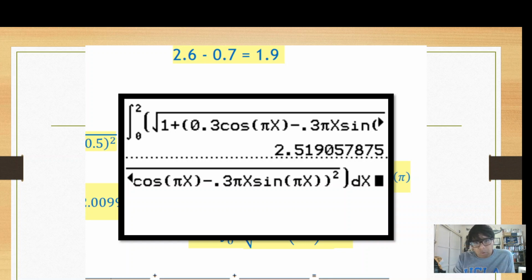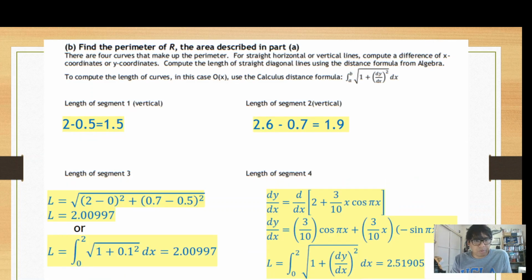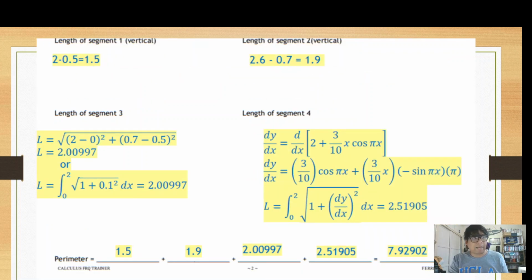All right, let's write down our work. Okay, that looks pretty good. So we have all 4 segments that comprise the perimeter. All we need to do is add them together. So we add them together and we get 7.929.